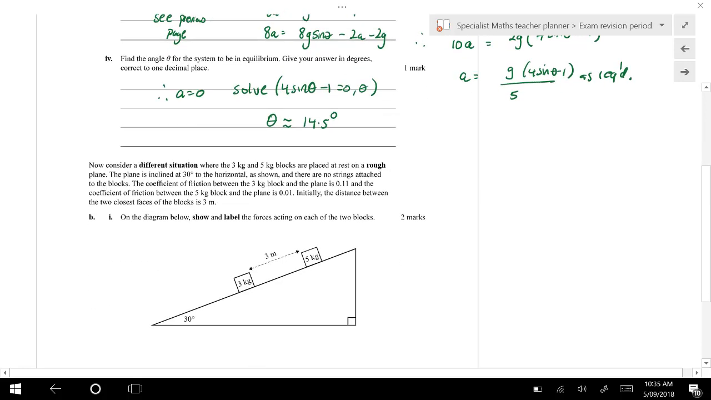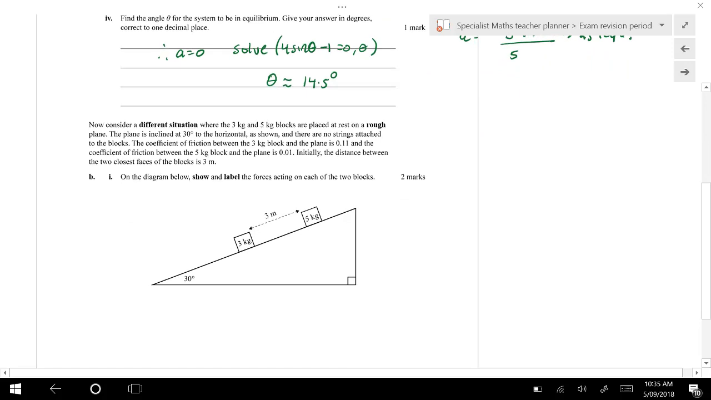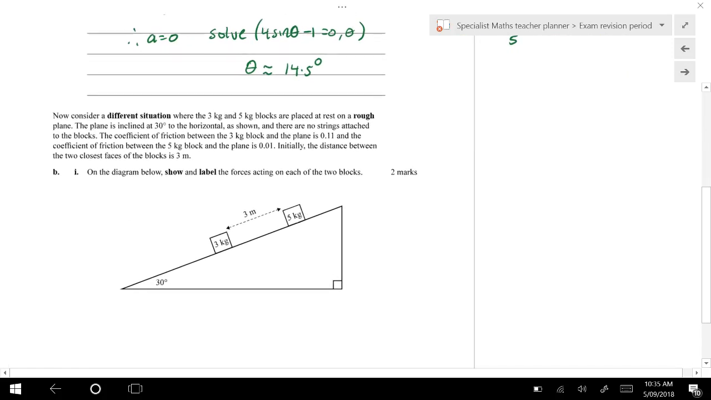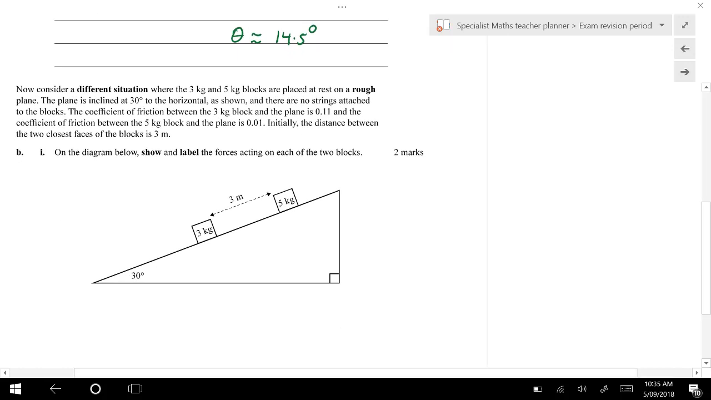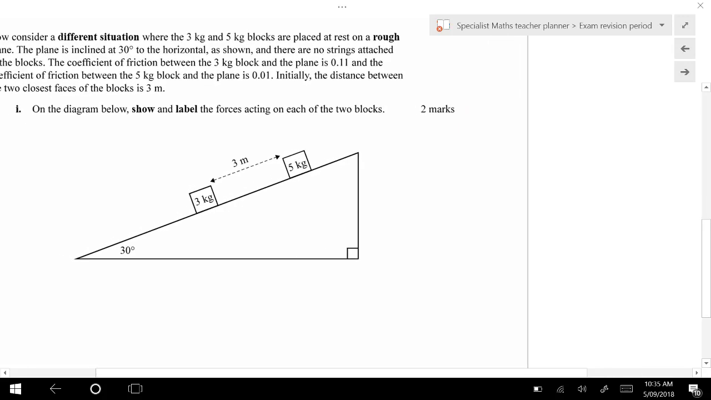Okay, now can everyone please pay attention to this one? It's asking us to draw a force diagram of these blocks. There's friction in play, and that friction has a value. The block on the left has a value of mu of 0.11.